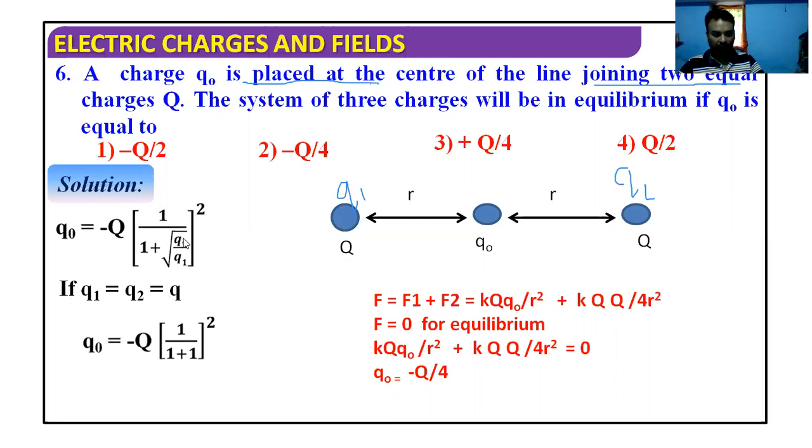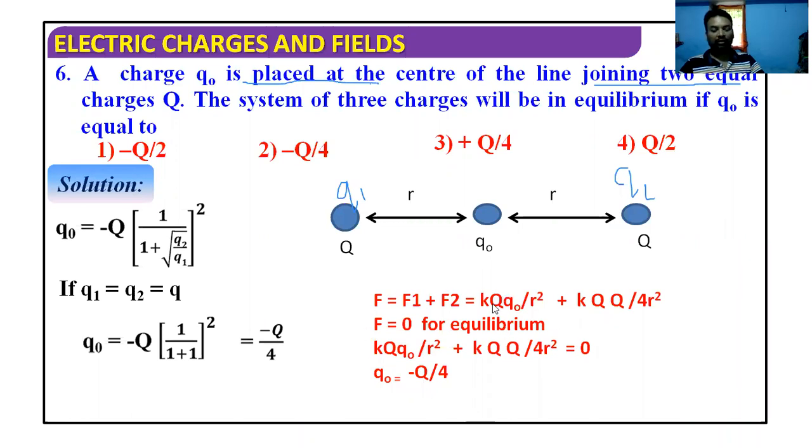So when they are the same, this becomes 1 and the root of 1, again 1. So in the denominator, we have 1 plus 1. So we get 1 by 2, and 1 by 2 squared is 1 by 4. Finally, Q naught comes out to be equal to minus Q upon 4, the same result we are getting. So it is up to you which method you prefer.